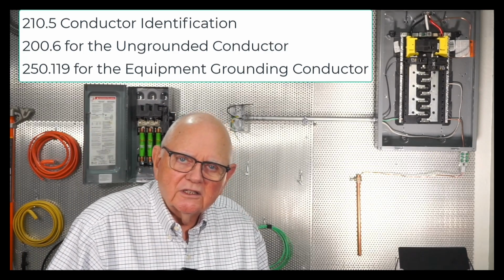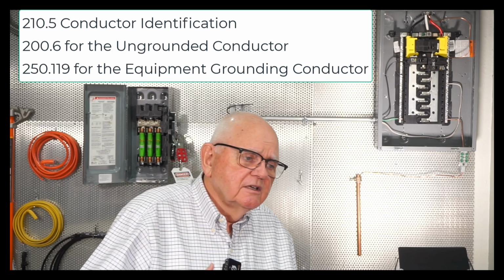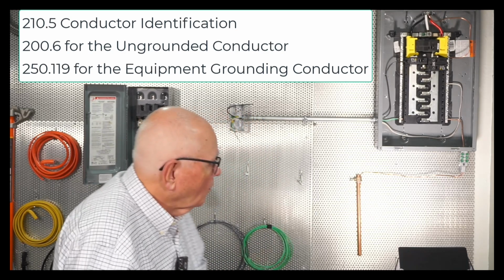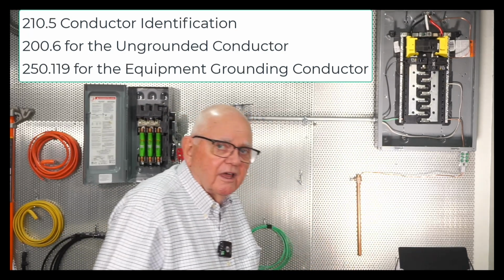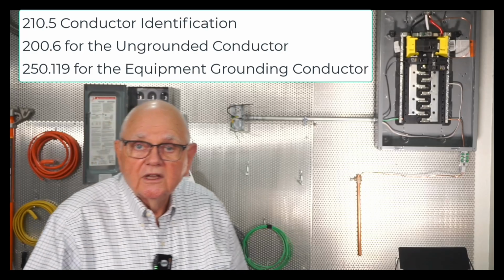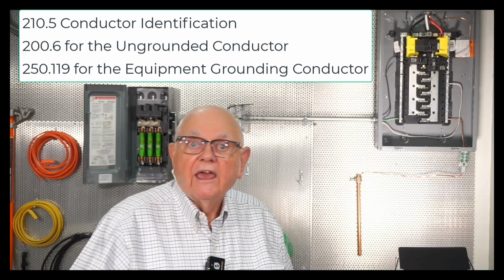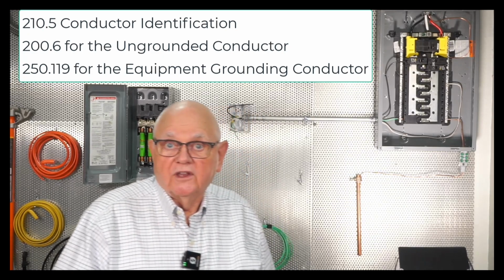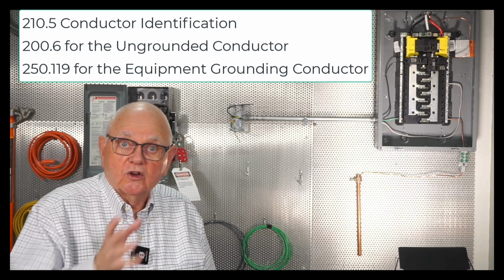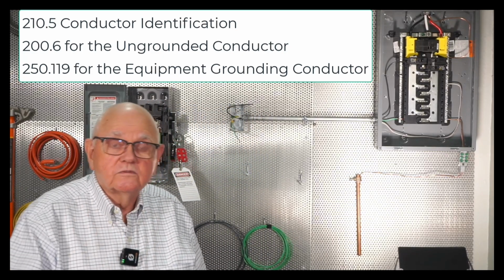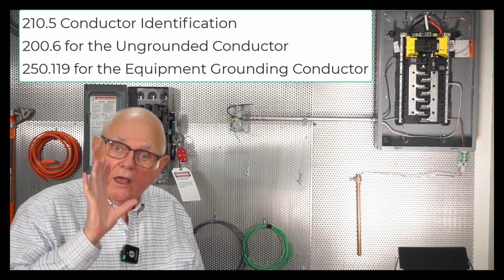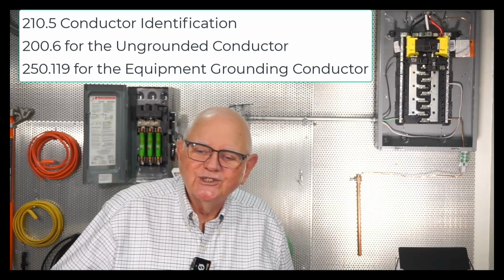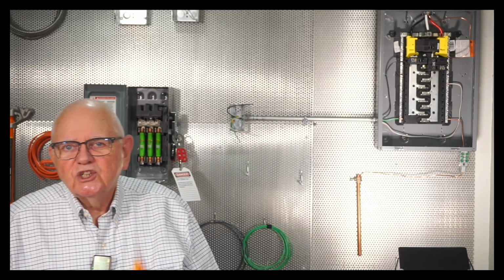Single phase system, we're going to use white for our grounded conductor, and for our ungrounded conductors, we're probably going to use black and red. And then our equipment grounding conductor, once again, 250.118 talks about bare copper or green insulation on it, or green with the yellow stripes. So anyway, that's all covered in 210.5 then.